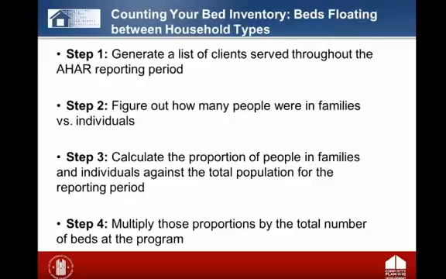The first step in counting beds that float between household types is to generate a list of clients served throughout the AHAR reporting period. Step 2 is to figure out how many people were in families versus individuals. Step 3 is to calculate the proportion of people in families and individuals against the total population for the reporting period. Finally, multiply those proportions by the total number of beds at the program.